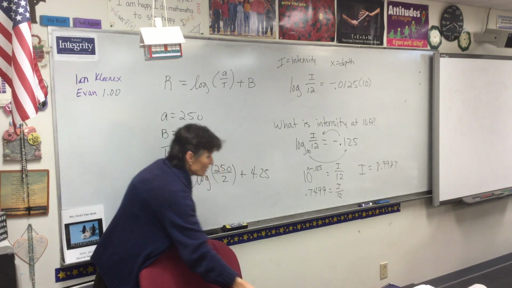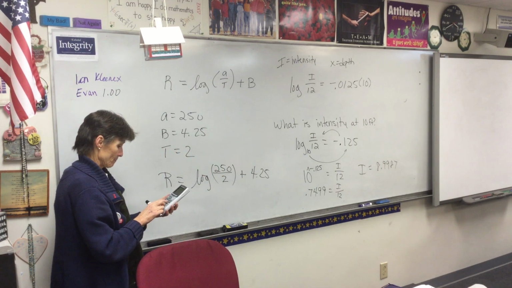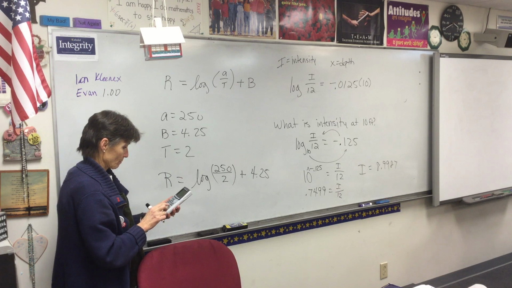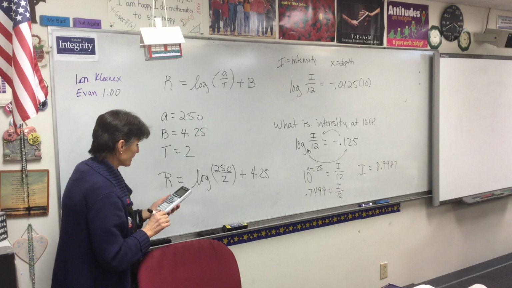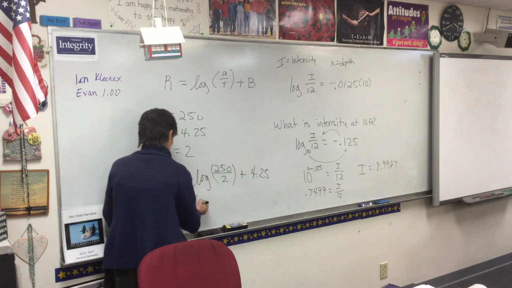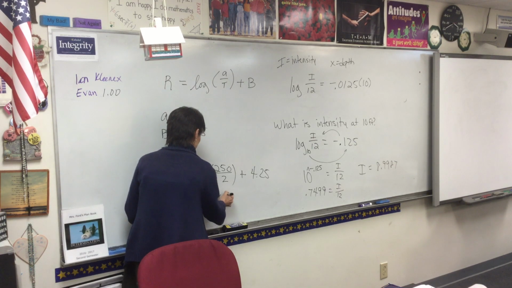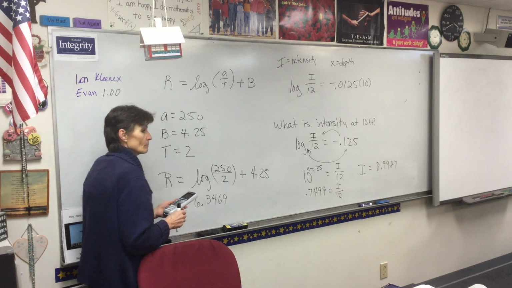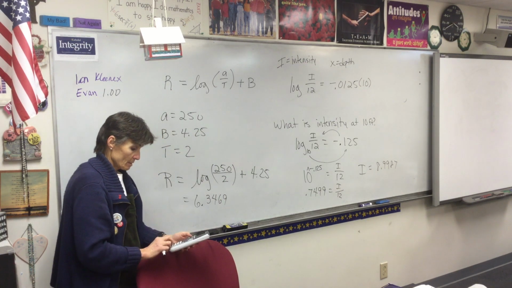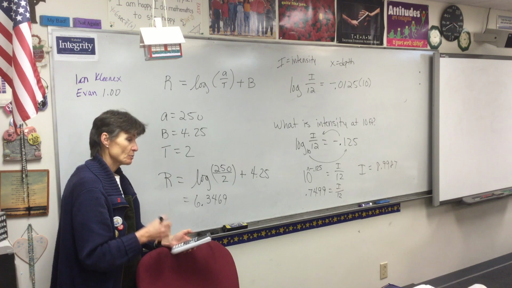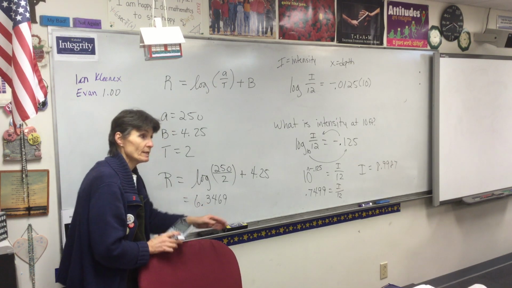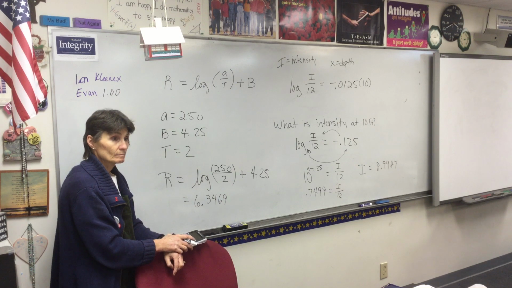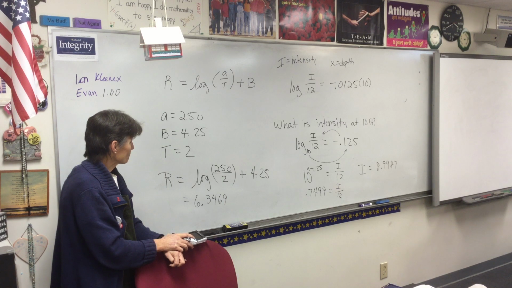And now I'm just going to go to my calculator and see if I can type it in. I got 6.3469. So if this were a real earthquake, we would say it was about a 6.3 earthquake. Just bad. Oh, yeah, earthquakes are bad.